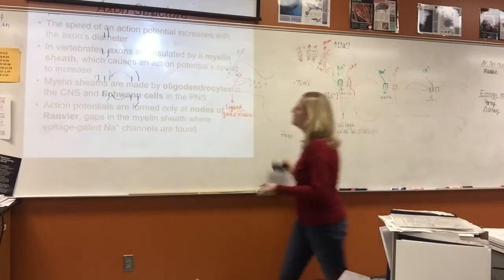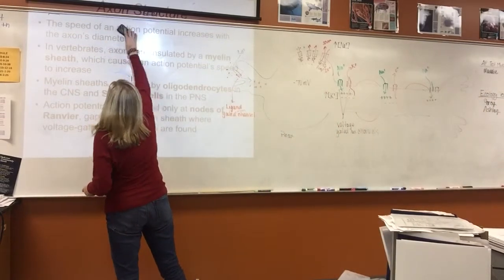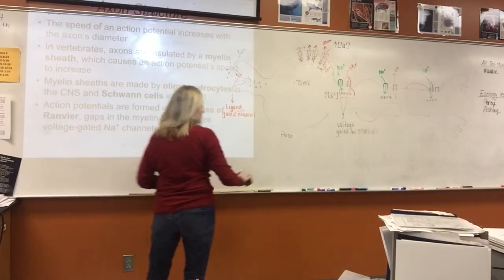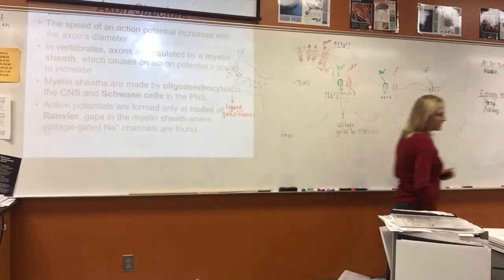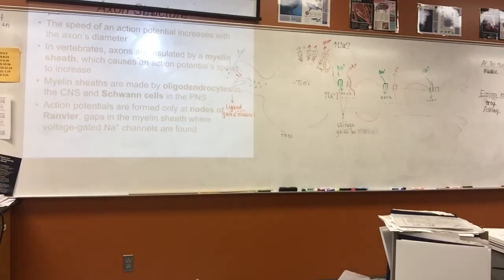So a couple of things make this happen very, very quickly. This happens extremely quick. The first thing that is involved is the diameter. The speed of an action potential increases with the axon's diameter. Vertebrates' axons are insulated by a myelin sheath, which we've talked about, which causes an action potential speed to increase.